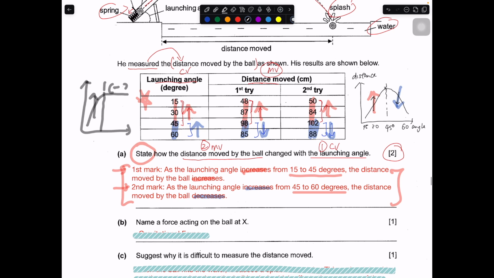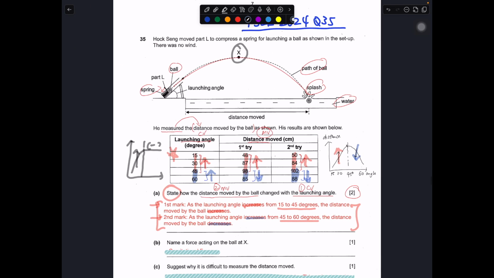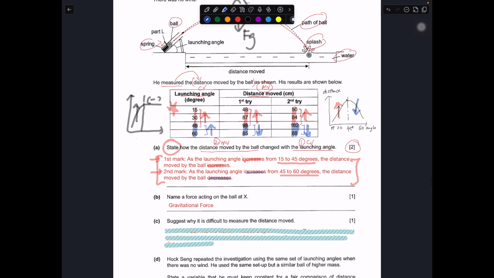Okay, so name a force acting on the ball at X. Force, not energy, force. So actually, in this way that the ball is in mid-air, there will always be a pulling force exerted on it, and that will be your gravity. Gravitational force. Or sometimes some of you may write gravity. I think it's also fine.